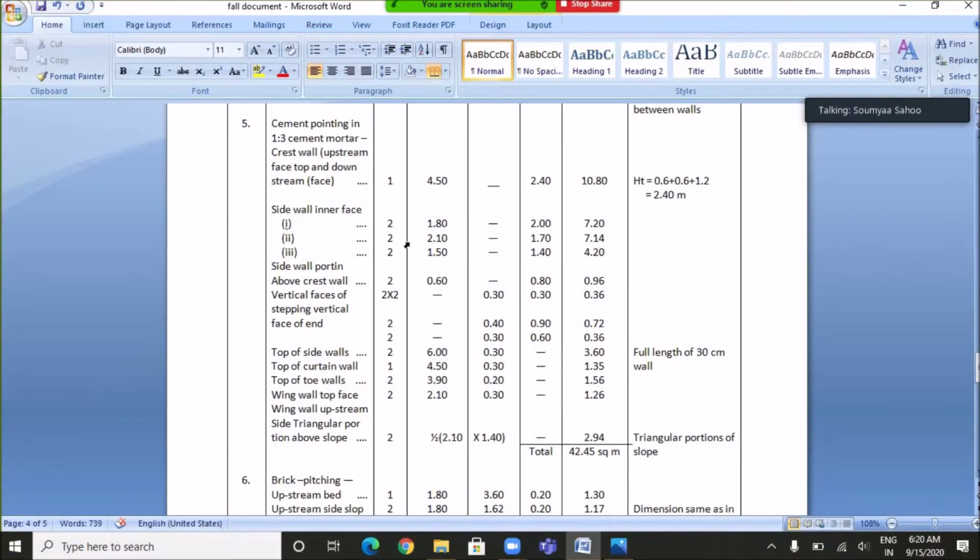So if we fill this data, the number will be 2, the length will be 1.8 meter and the height will be 2 meters, so the quantity will be 7.2 square meter.